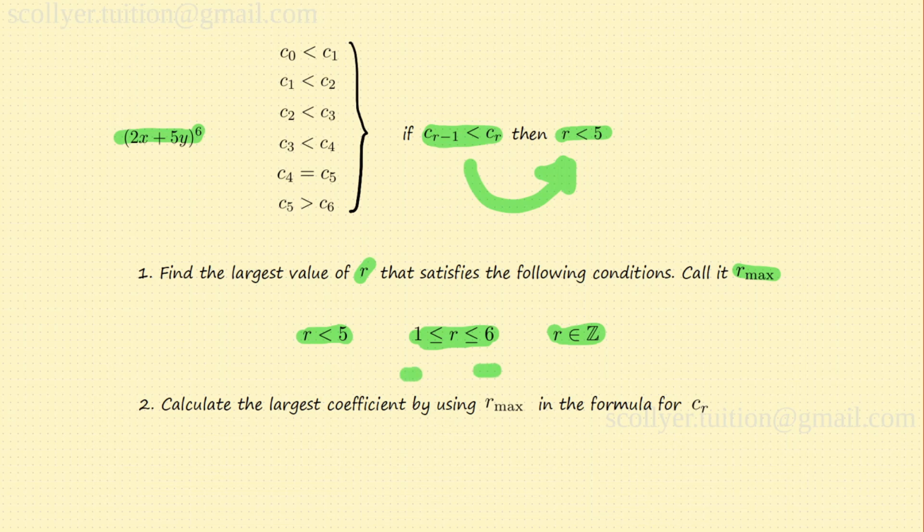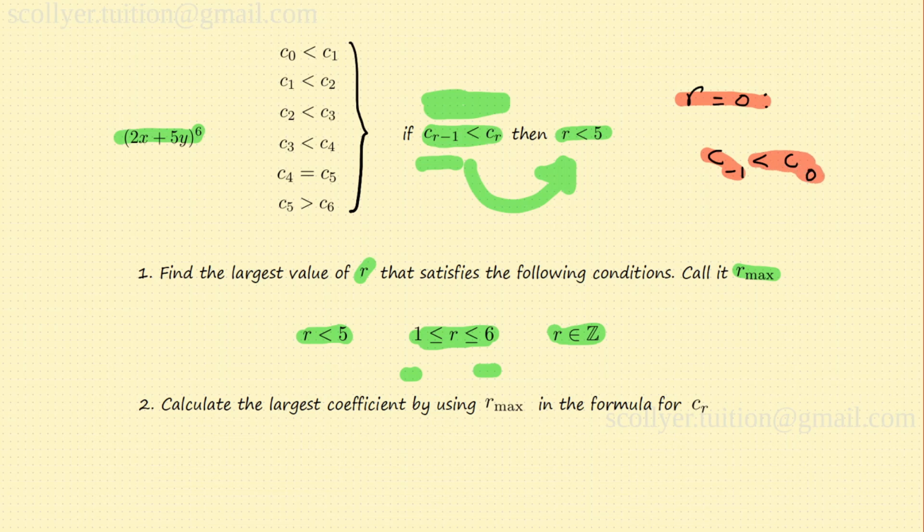Well, if we look at our expression c_{r-1} less than c_r, we see that if r was 0, then r minus 1 would be minus 1, and there is no c_{-1} coefficient. It simply doesn't exist. So we must restrict r to be between 1 and 6 inclusive to ensure that c_{r-1} is a meaningful value. If we were to allow r to be 0, then the expression would produce c_{-1} is less than c_0, which is completely meaningless.